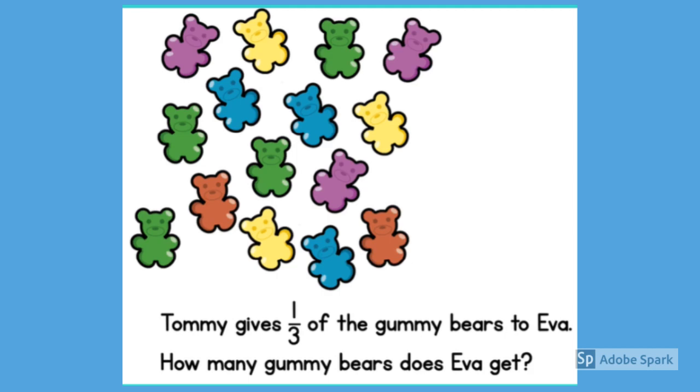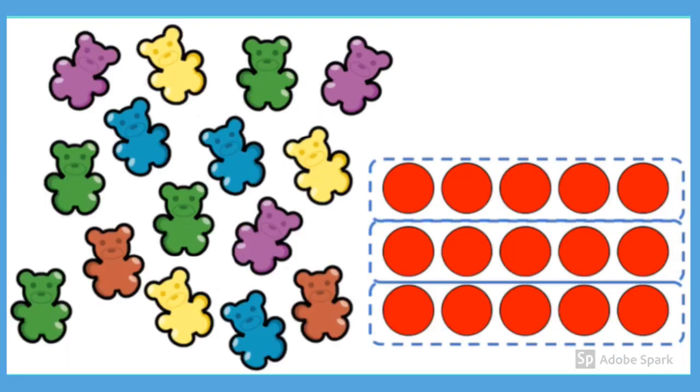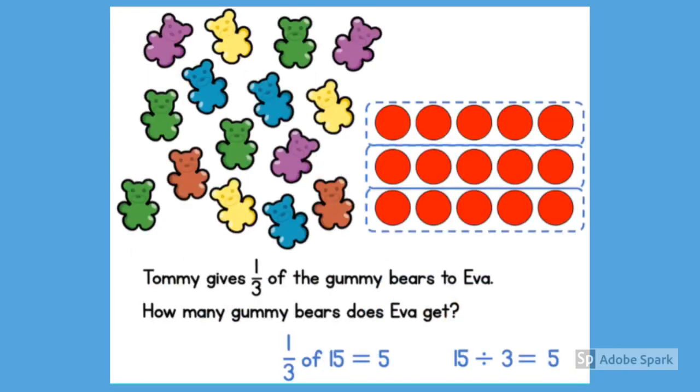Tommy gives 1/3 of the gummy bears to Eva. How many gummy bears does Eva get? Now, once again, we have to think, how can we show this? The denominator is a 3. So if we rearrange them and use counters to represent the gummy bears, we can put them into 3 equal rows. So we can see that Tommy gives Eva 1/3 of the gummy bears.